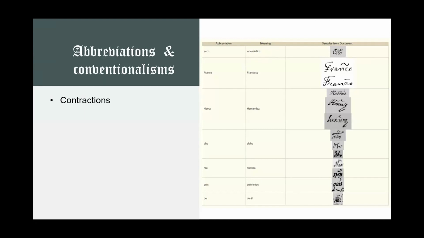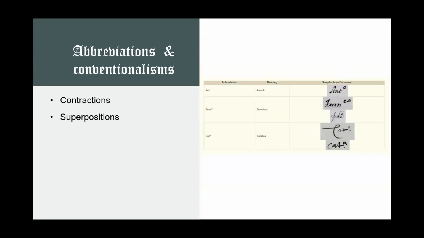So for example, if we take the second example, we have Francisco, spelled as Franco. Now this is very important to recognize because Franco is a name, and it can be very confusing if you're not aware that this line above the NC is actually showing that it's abbreviated. And then another kind we have is superpositions, which are also very common. This is where they'll cut off the end of the word and just take the last letter and put it on top. So for example, this first example is ANT with a superscript O, and that stands for Antonio.